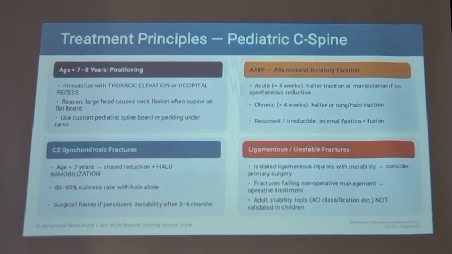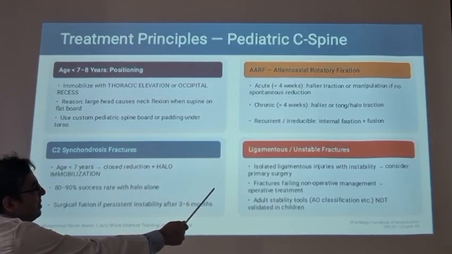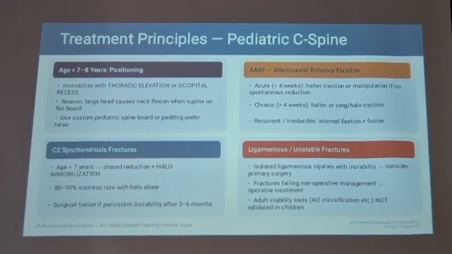Then we come to the ligamentous and unstable fractures. Isolated ligamentous injuries with instability: consider primary surgery. So in these scenarios, we go for surgery. Otherwise, in other injuries, we go for traction and conservative management, then plan for surgery. But in ligamentous injury, we have to go for stability first, and we go for surgery in those cases.